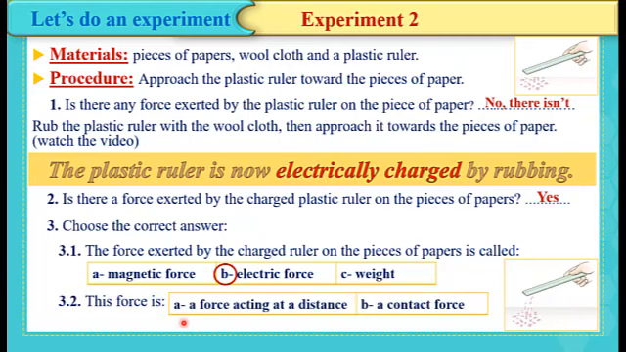This force is a force acting at a distance or a contact force. Look, observe here. Is the plastic ruler directly in contact with the papers so that it attracts them, or at a distance? It was at a distance.